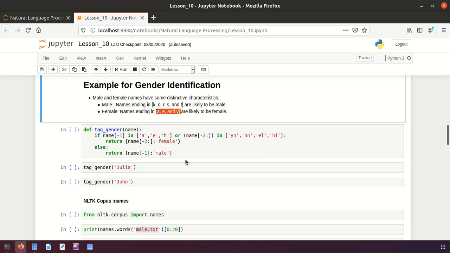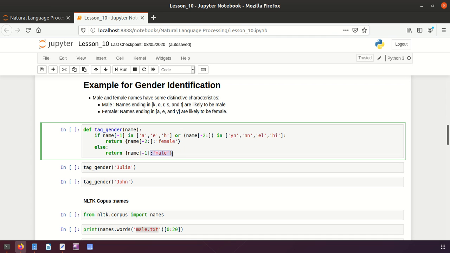Now based on this condition, I have defined a function here called tag gender. We will pass a name here, and we will consider the last letter of the name. If that last letter, using slicing, if you remember, we did talk about these things in lists, is equal to A, E, or H, that will be considered female. At the same time, we consider the last 2 letters. If they are YN, NN, EL or HI, that will also be considered female. The remaining names will be considered male.